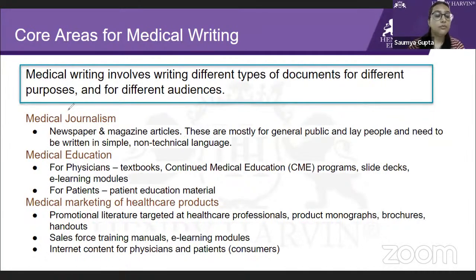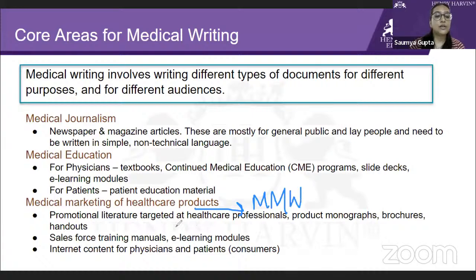Like in medical journalism, you are involved in writing newspaper and magazine articles, and these are mostly for the general public, because when you provide information very briefly, in very easy and simple language, the general public or lay audience are interested to read these articles. Hence they should be written in very simple and non-technical language. Then you have medical education, which is for writing textbooks, e-learning modules, slide decks, and PowerPoint presentations for patients and also for physicians.